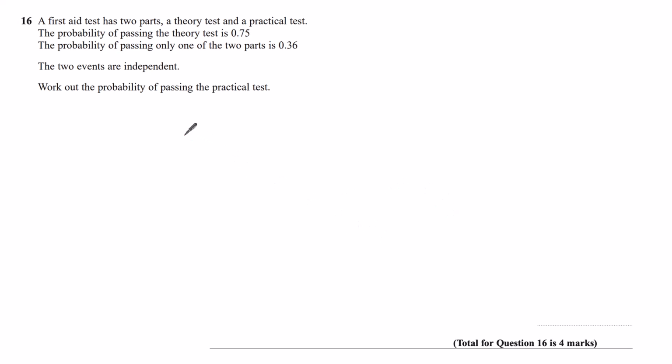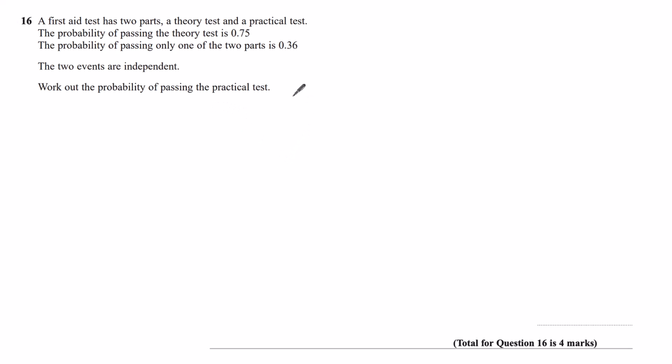Question 16. A first aid test has two parts, a theory test and a practical test. The probability of passing the theory test is 0.75 and the probability of passing only one of the two parts is 0.36. The two events are independent. Work out the probability of passing the practical test.